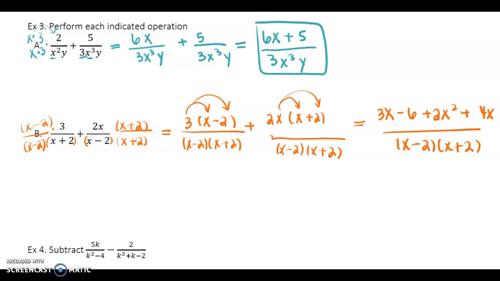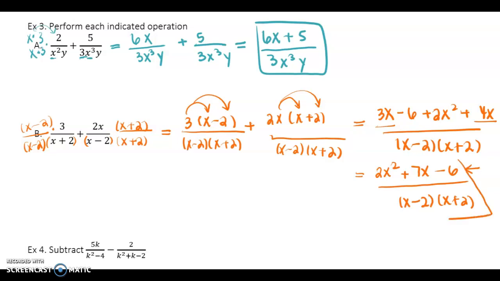Alright, so the top we could go ahead and combine 4x and 3x. And then we're just going to write it in standard form, which is from highest to least. So 2x squared plus 7x minus 6 all over x minus 2, x plus 2. And you can't simplify anything, you can't factor out that top, so that would be your answer.